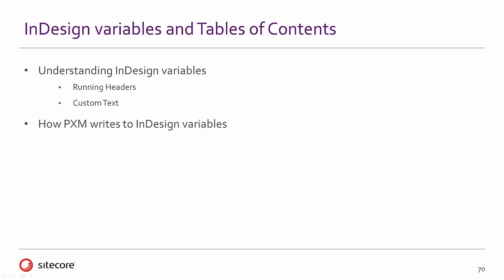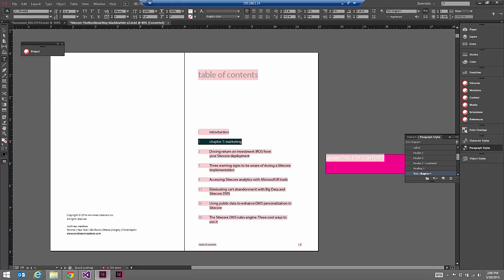We'll be looking at InDesign variables and how these are important for automated publications. We'll be understanding running headers, custom text, and how PXM can write to and create InDesign variables on the fly. So once again, we're going back to our source document.